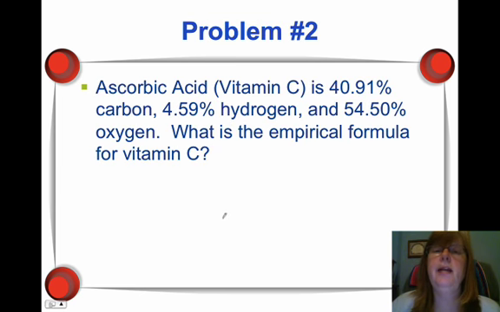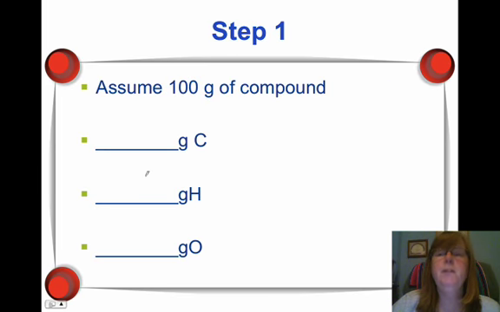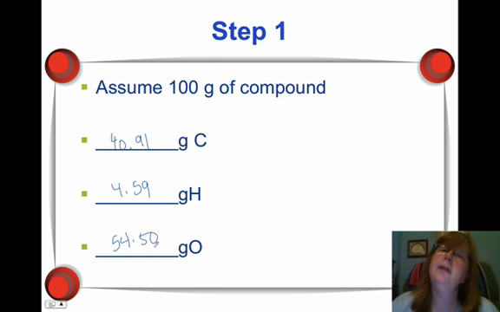This one has 3 elements. It's vitamin C, and we have 40.91% carbon, 4.59% hydrogen, and 54.50% oxygen, and they'd like to know its empirical formula. So we're going to assume 100 grams of the compound, and so that would give us 40.91 grams of carbon, 4.59 grams of hydrogen, and 54.50 grams of oxygen.